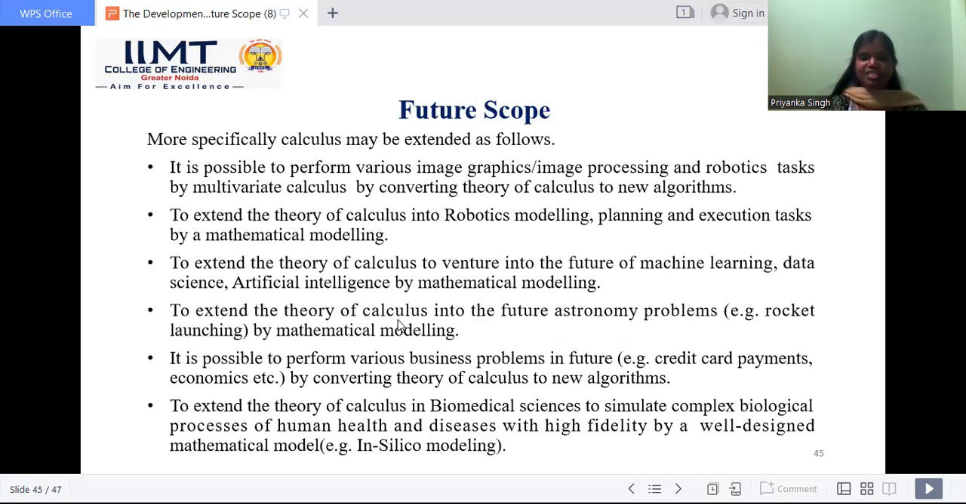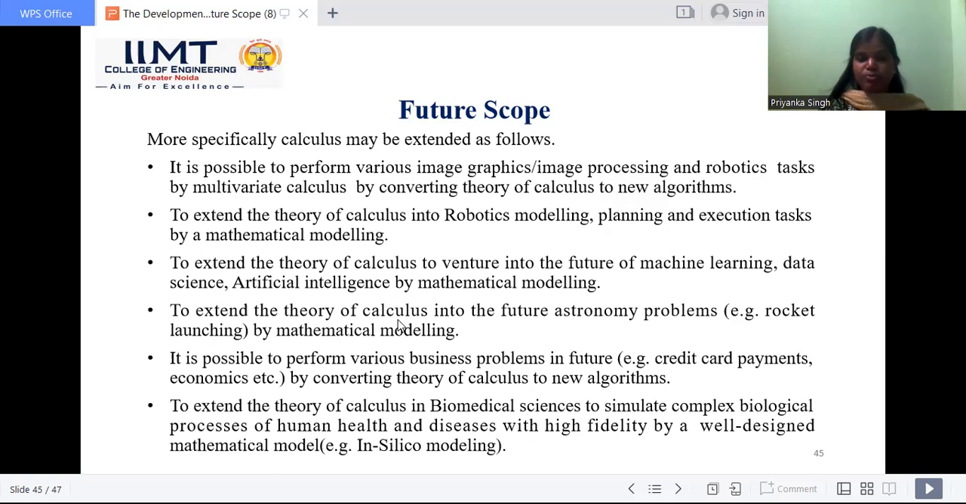More specifically, calculus may be extended as follows. It is possible to perform various image graphics, image processing, and robotics tasks by multivariate calculus, by converting the theory of calculus to new algorithms. To extend the theory of calculus in robotics modeling, planning, and execution tasks by mathematical modeling. To extend the theory of calculus to venture into the future of machine learning, data science, and artificial intelligence by mathematical modeling. To extend the theory of calculus into future astronomy problems, for example rocket launching, by mathematical modeling.